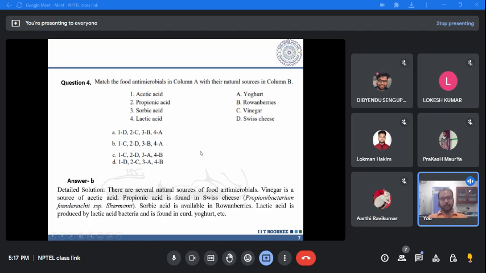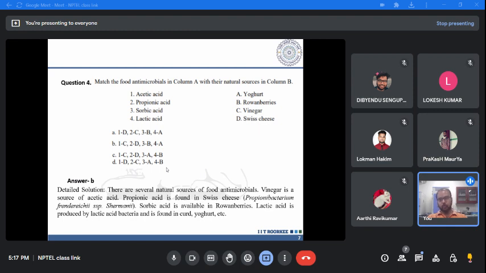Okay, so answer B is correct. Like I told yesterday in the previous class, if you know one answer, you can connect with several other answers. Like if you know acetic acid, that is the product contained in vinegar. So you can see there are two options, B and C, so you can eliminate two options A and D, because there are no correct options there.